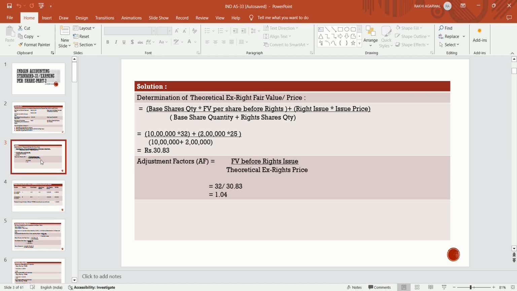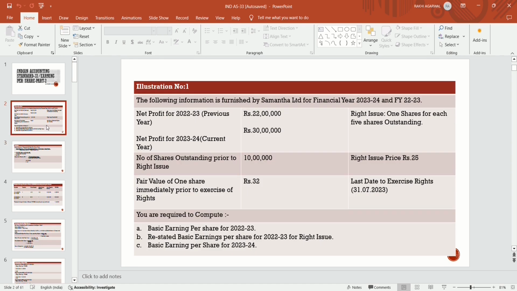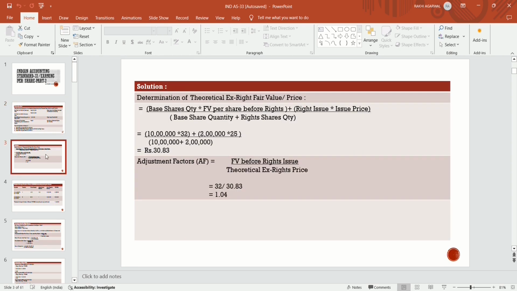That is, 10 lakh shares are with the existing shareholders. They will get one share for every 5 shares. So 10 lakh into 1 divided by 5 becomes 2 lakh. So the number of right shares is 2 lakh. Now the theoretical ex-right fair value price becomes 10 lakh into 32 plus 2 lakh into 25, divided by 12 lakhs, that is 10 plus 2, 12 lakh. It becomes 30.83. This is the ex-right fair value.